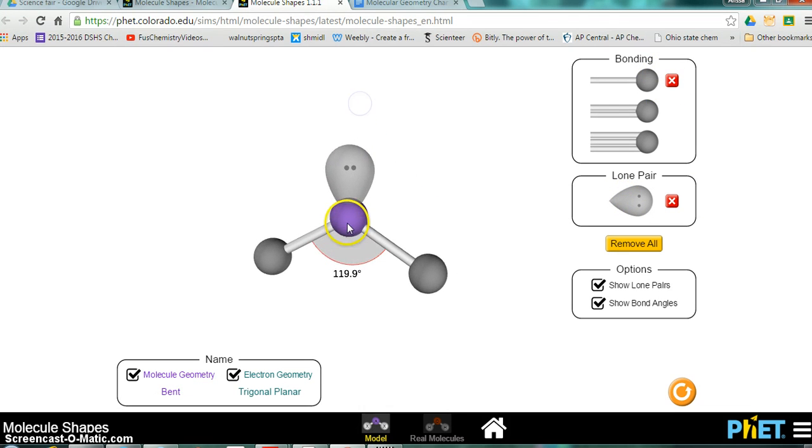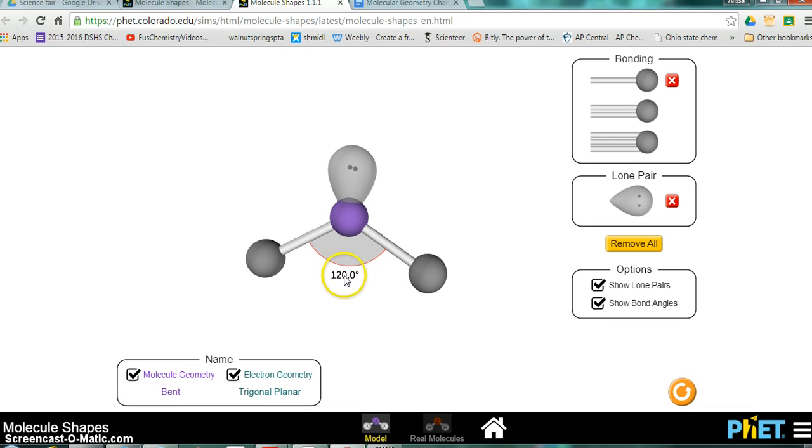Okay, so here's our molecule. Here's the central atom. We have 2 bonds. We have 1 lone pair. So there's still 3 groups of electrons, but now one of them is a lone pair. So our actual molecular geometry is now bent. You can see it looks like a bent structure right there.